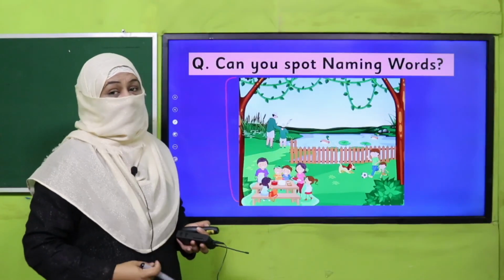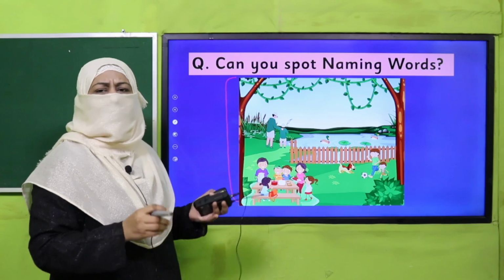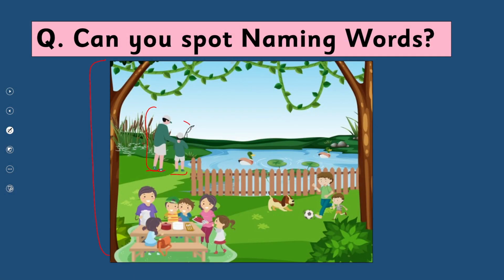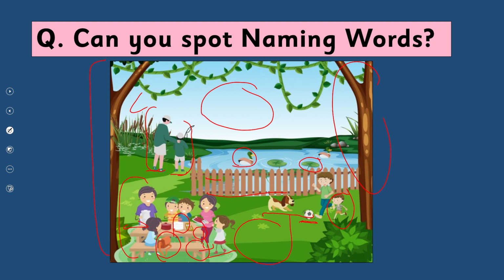Yes, my dear children, I hope you could name many, many naming words: a man, a boy, even father, son, duck, leaves, tree, a young boy, football, dog, girl, woman, man, bag, cake, table, desk, family, fence, grass, sky, cloud. Did you name everything? So this is how, beta.